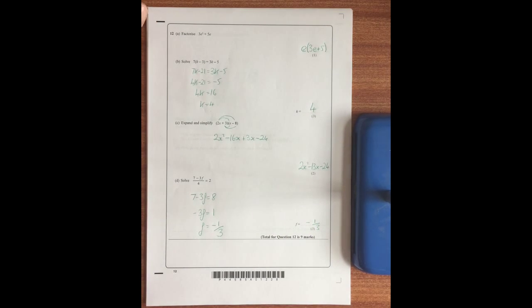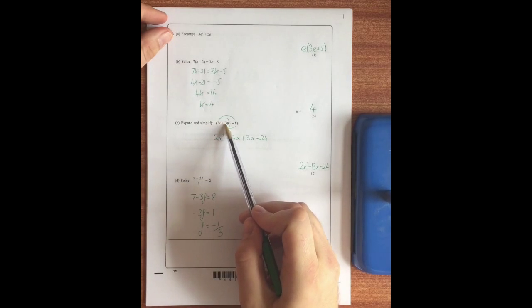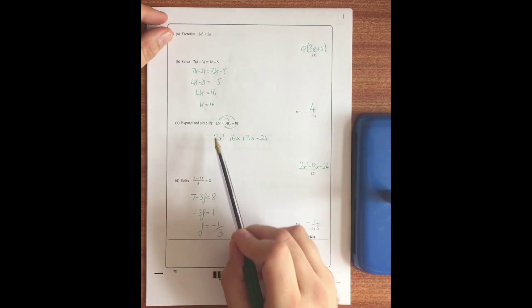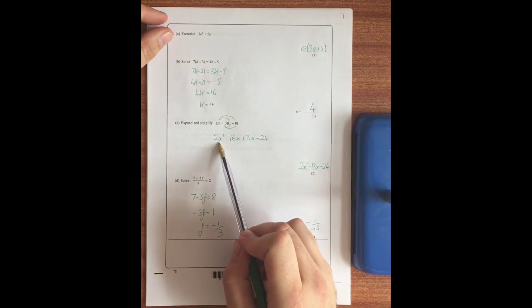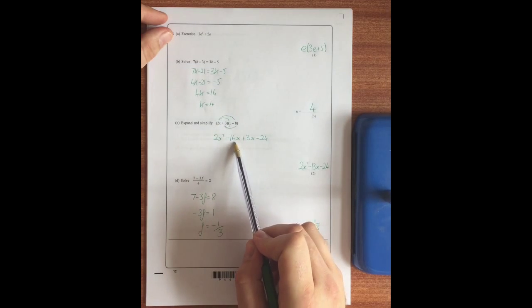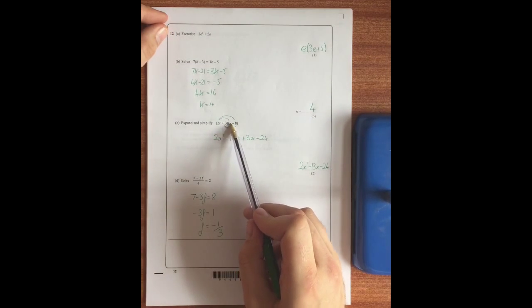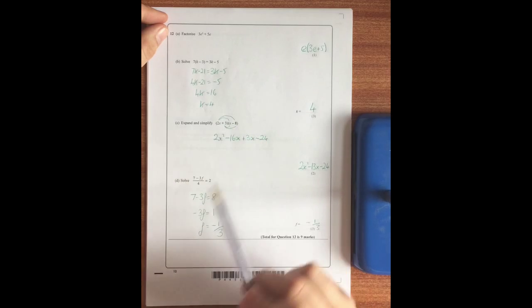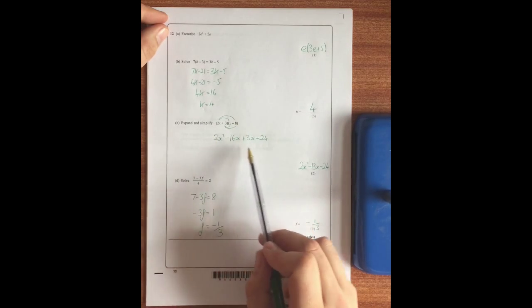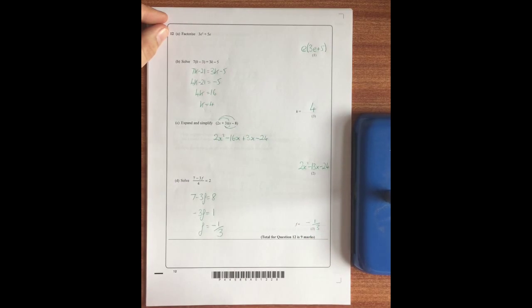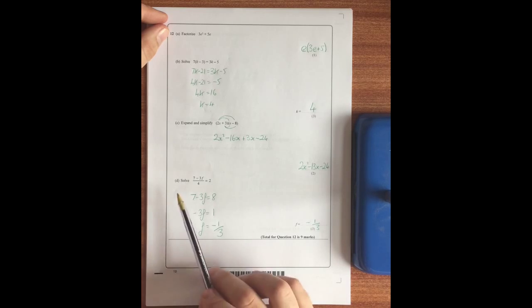Part C, expand and simplify this. Well, we need to do everything in the first bracket times everything in the second bracket. So 2x times x is 2x squared. And 2x times minus 8 is minus 16x. 3 times x is 3x. And 3 times minus 8 is minus 24. And if we put the x's together, we get 2x squared minus 13x minus 24.